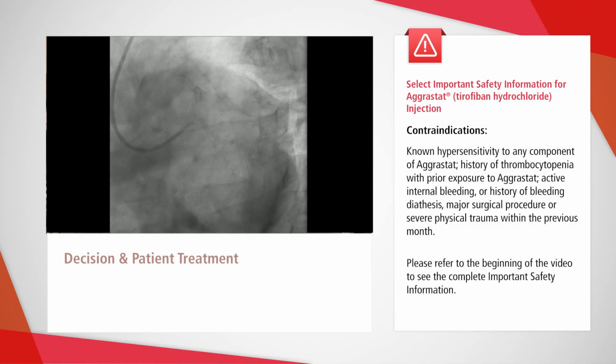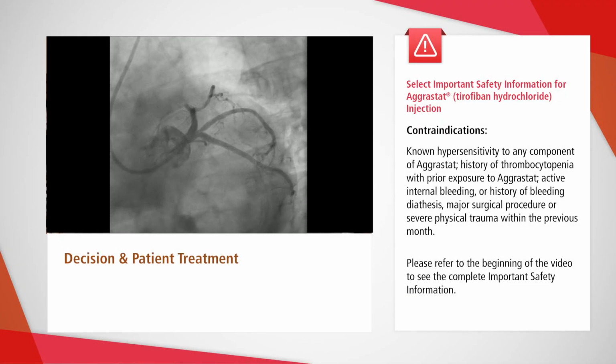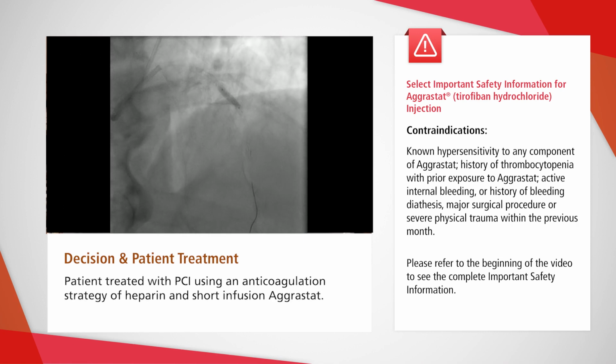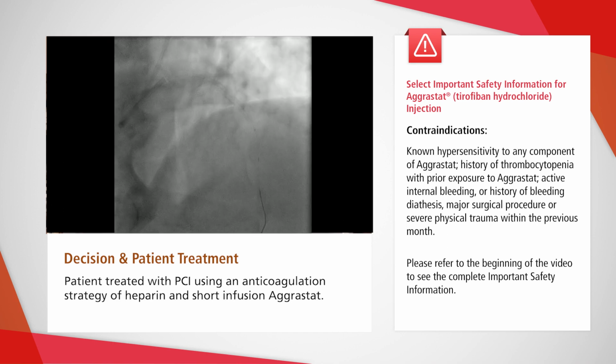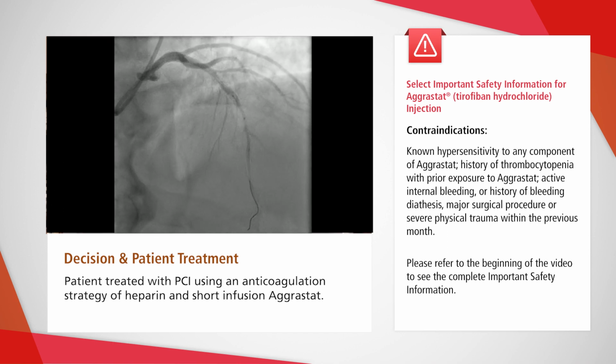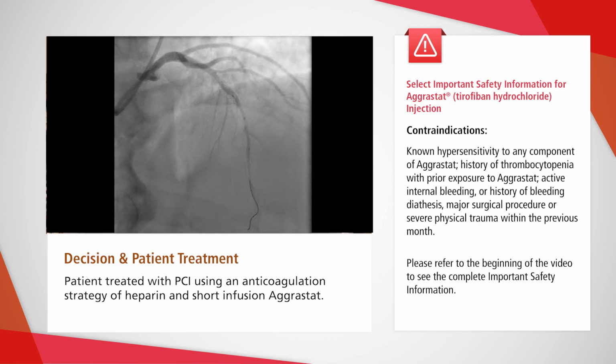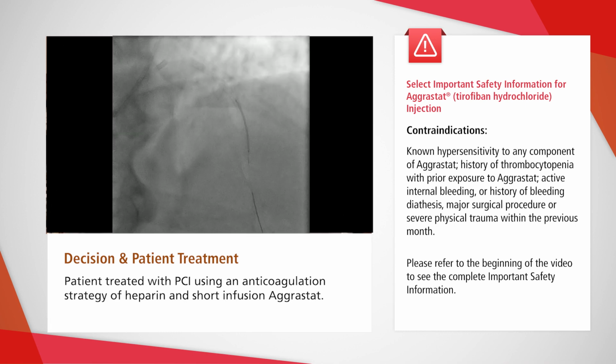So back to our case. Here is how we decided to proceed. The patient was treated with PCI with an anticoagulation strategy of heparin and short infusion Aggrastat. As you can see from the attached images, the clinical result looked good after PTCA and stent placement.